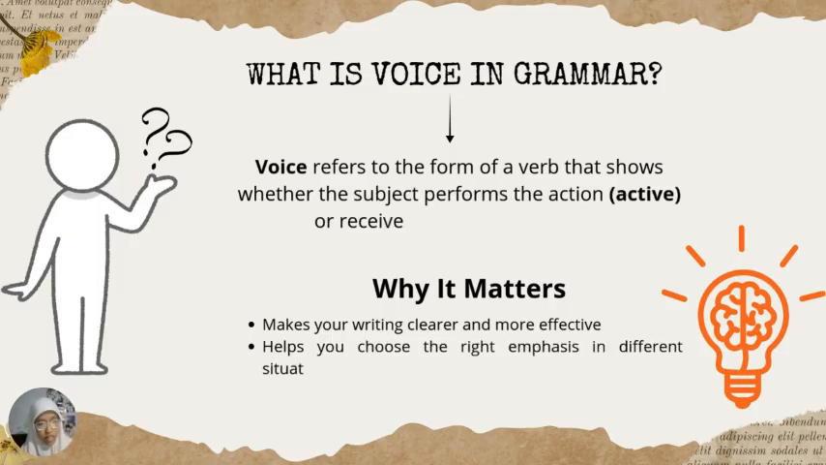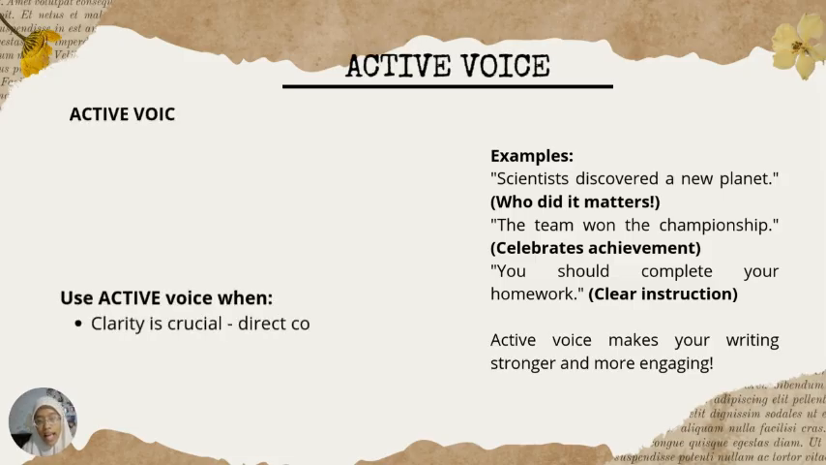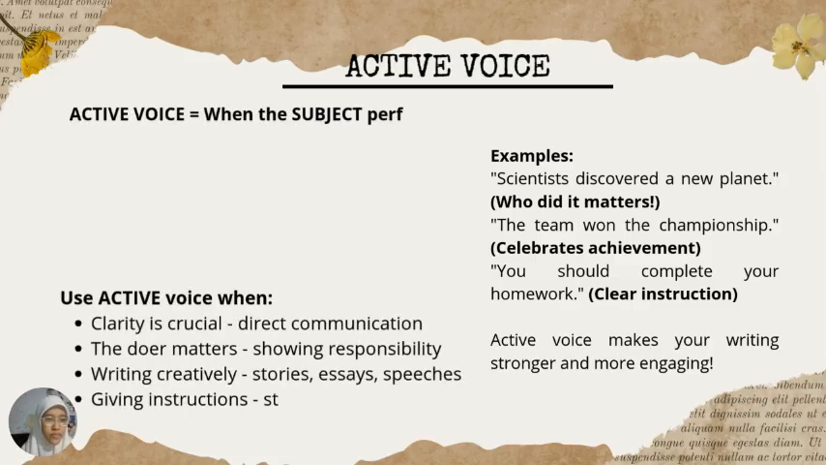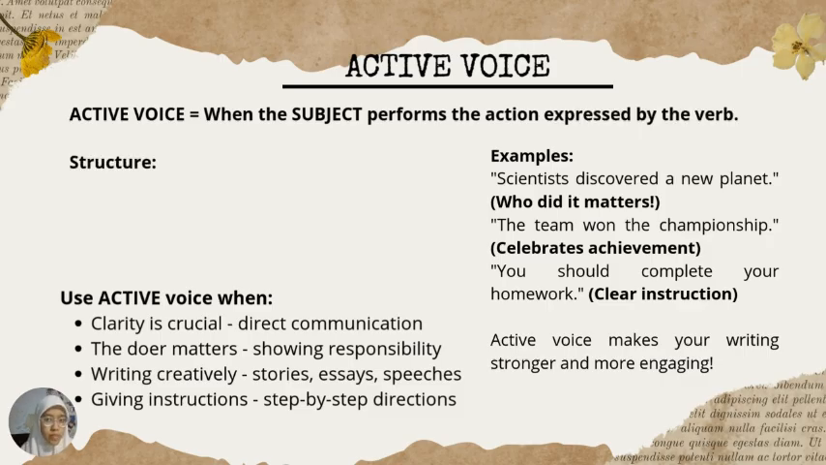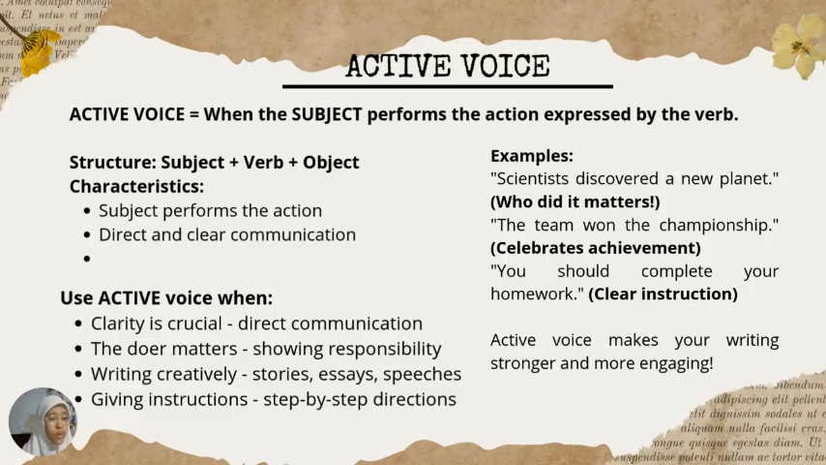Why does it matter? It can make your writing clearer and more effective. It helps you choose the right emphasis in different situations, and it's essential for academic and professional communication. Active voice. Active voice is when the subject performs the action expressed by the verb, with the structure subject plus verb plus object. It can be used in any tense with the characteristic that the subject performs the action, direct and clear communication, and generally preferred in most writing.